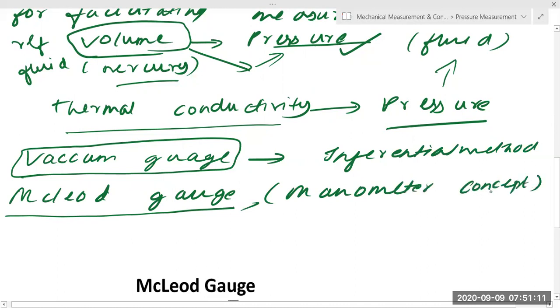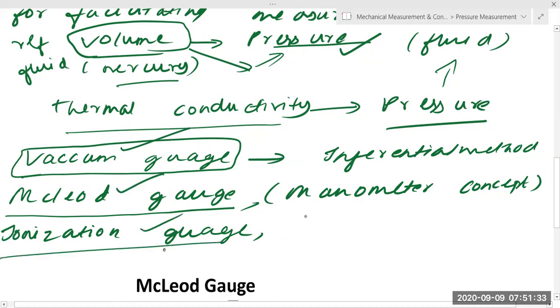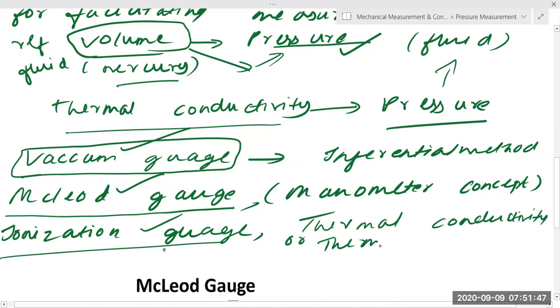Simple as that. Now, another type in our syllabus that we need to study is the ionization gauge. And one more is the thermal conductivity gauge. These are the three types of vacuum measurement gauges that we use typically to measure the vacuum pressure. One is the McLeod gauge, another is the ionization gauge, and the third one is the thermal conductivity or thermocouple gauge. Simple.